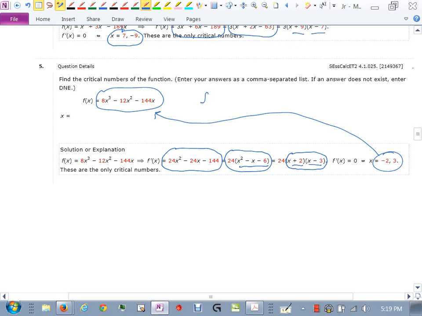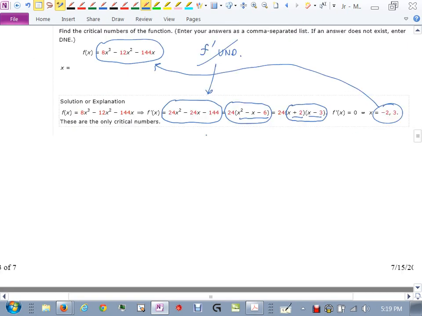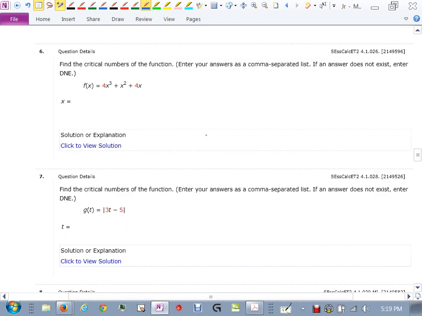We do not have to look at where the derivative is undefined. I'm just going to put UND. Because it's a polynomial, we don't have to worry about it. The derivative is a polynomial. Okay, same thing here. I won't work through that one because that's pretty much the same.